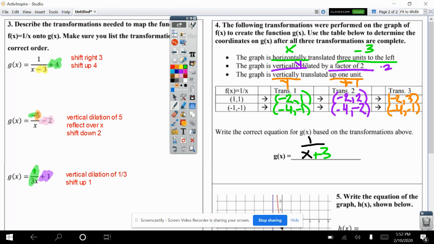And then I have a vertical dilation of 2, which tells me that my numerator needs to switch from 1 to now be 2. That comes from the vertical dilation. I still have my fraction bar. And then vertically translated up 1 unit tells me I need to add 1 to the y, which means I'm going to have the adding 1 to the right of my equation, not in the numerator or the denominator.